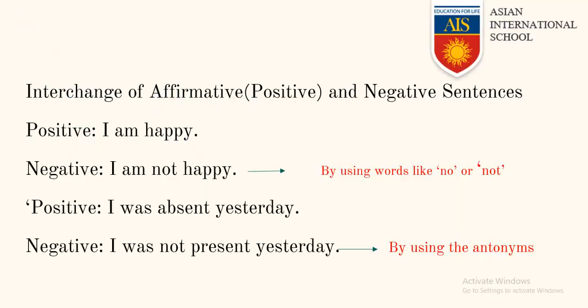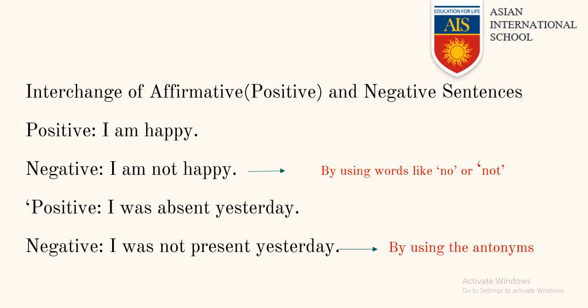As we all know, assertive sentences have 2 kinds. One is the affirmative or positive sentence and the other one is the negative sentence. To interchange these positive and negative sentences, we may follow 2 methods. What are those methods? The first method is by using words like no and not. The second method is by using the antonyms of the words.